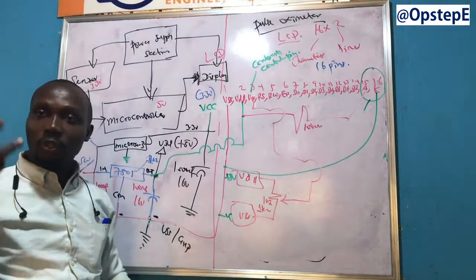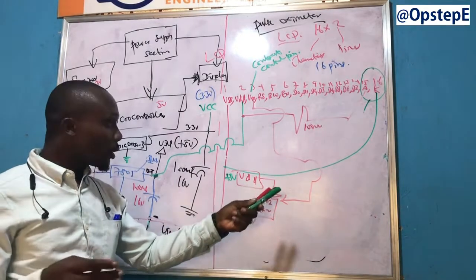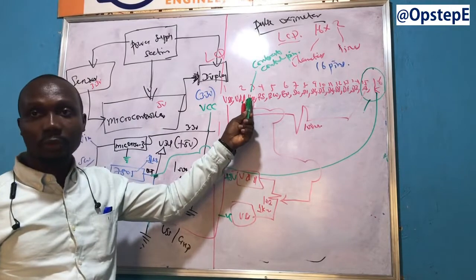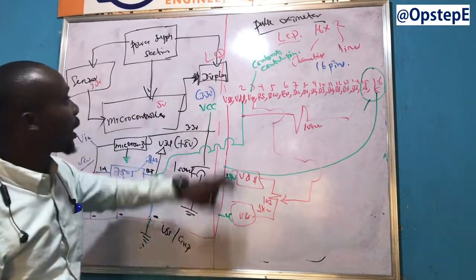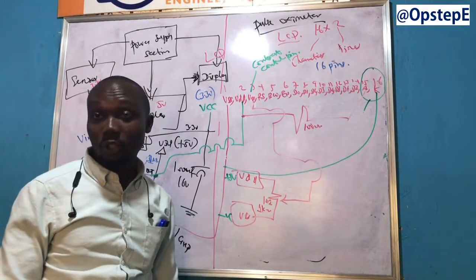Across, because the variable resistor is going to have 3 tags. The first tag, the second tag, and the middle tag can then go to your V0. So if you look at it, we have taken out 1, 2, 3, 4, 5 pins. Please, does that make sense?